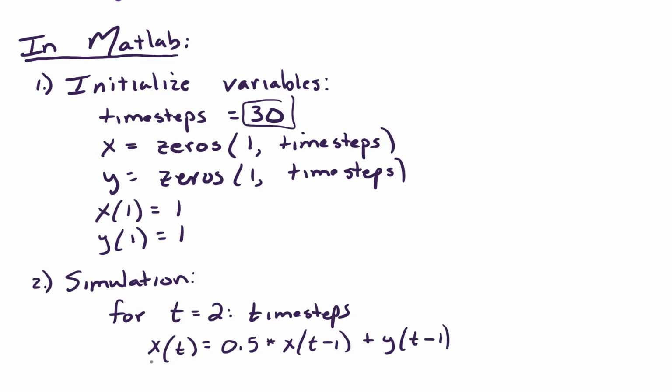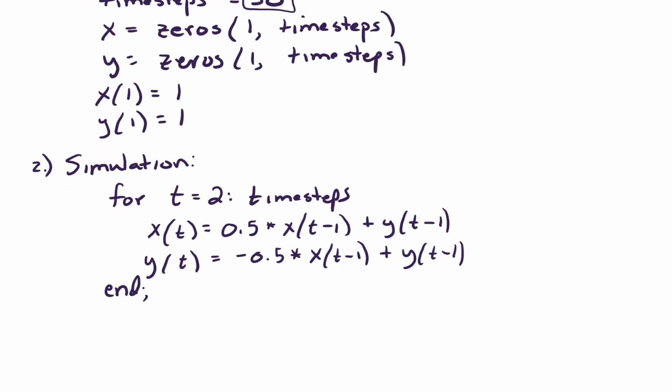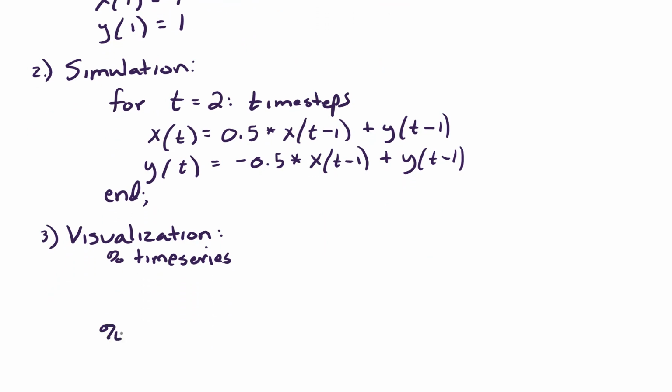And for our grass simulation, we've got y of t equals negative 0.5 times x sub t minus 1 plus y of t minus 1. And that will do it. We'll end our for loop. And then lastly, we'll visualize the data. And we want to do 2 different visualizations here. Let's visualize the time series. And also the phase space.